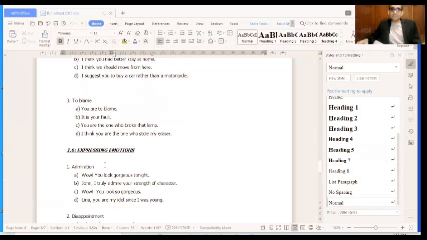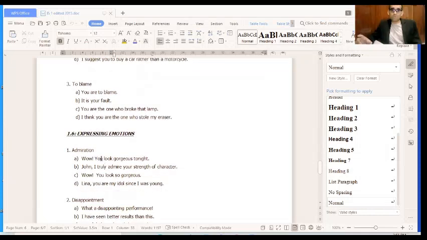Okay, next, another function of language forms is to blame. So how you are going to use the sentences or the statements for blame. You are to blame. It is your fault. You are the one who broke that lamp. I think you are the one who stole my eraser. So these are the examples for to blame.